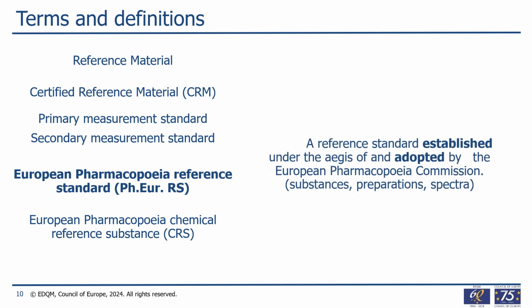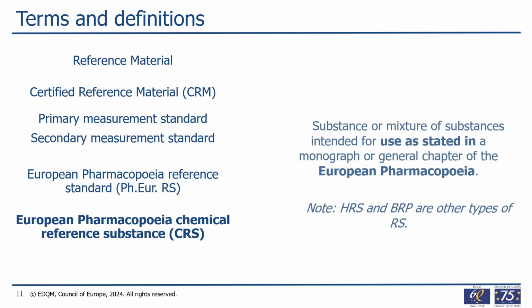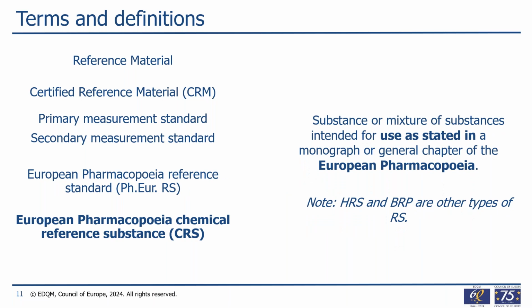The European Pharmacopoeia reference standards are established by the EDQM and adopted by the European Pharmacopoeia Commission, and these can either be, and mostly are, substances, but could also be preparations or reference spectra. Finally, this presentation will mainly be focused on the CRS, the chemical reference substances, which can either be a substance but also a mixture of substances, which is established for the intended purpose, as stated in the European Pharmacopoeia. And this is really a very important concept: our reference standards are only established for the intended purpose.